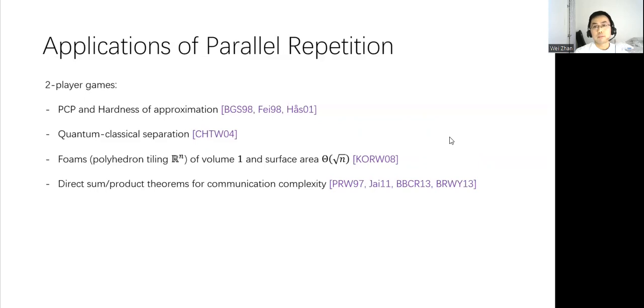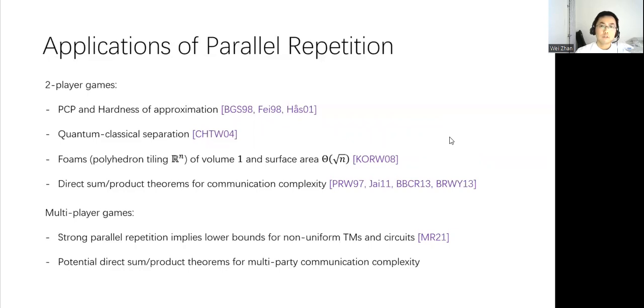And the proof of the parallel repetition theorem can be used and modified to prove direct sum and direct product theorems for communication complexity. For multiplayer games, fewer applications were known as the conjecture was not known to be true yet. But recently, Mittal and Raz showed that if we can prove a strong parallel repetition theorem for multiplayer games, we could have some good lower bounds for non-uniform Turing machines and circuits. Also, if we can prove parallel repetition theorems, we might also be able to get direct sum and direct product theorems for multi-party communication complexity.